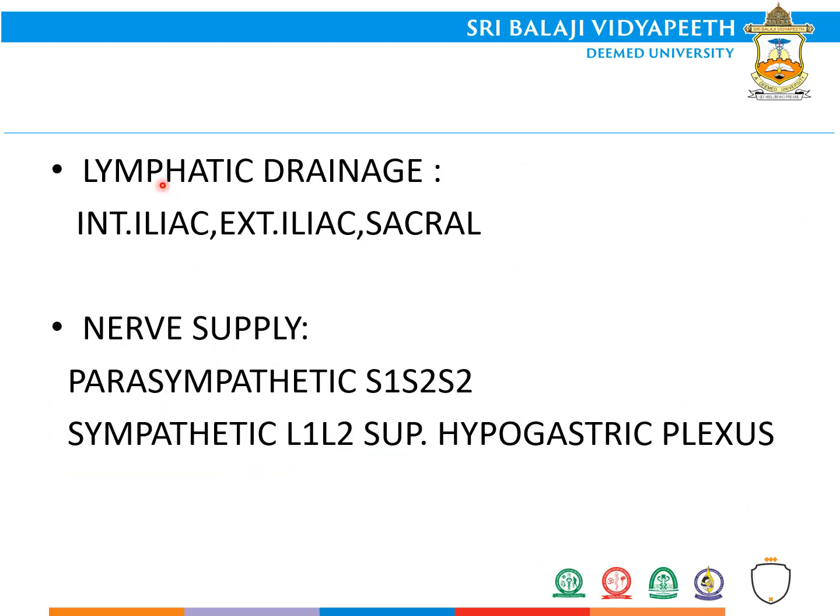Lymphatic drainage. The internal iliac group of lymph nodes, the external iliac group of lymph nodes, and the sacral group of lymph nodes. Nerve supply. The parasympathetic component is S1, S2, and S3, and sympathetic is from L1, L2, and the superior hypogastric plexus.